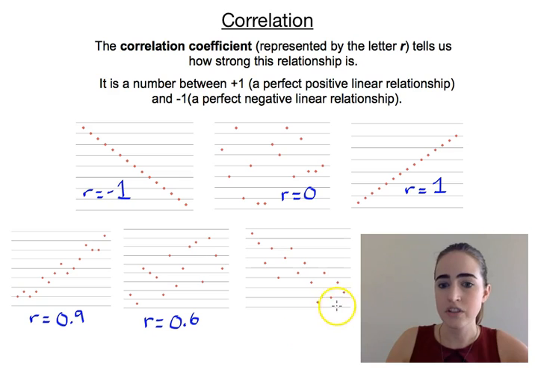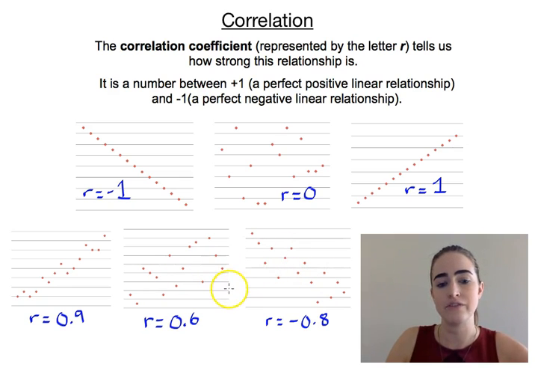And this last one, you can see that that's now sloping in the negative direction. And that one, if you calculate it, actually comes out to give a correlation coefficient of -0.8. So this one's a stronger relationship than the previous one, but it's in the negative direction. We'll have a look in our next videos at how to calculate that correlation coefficient using your calculator.